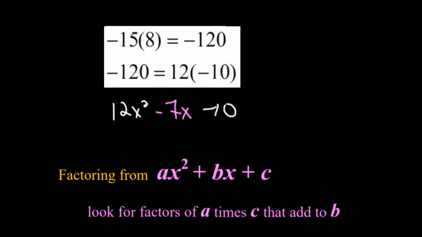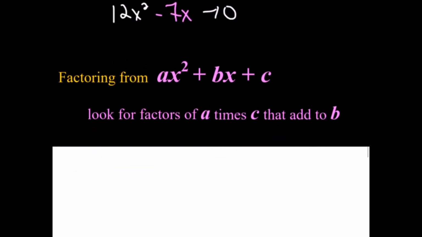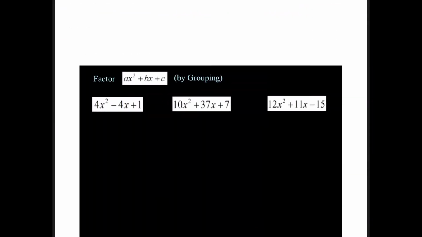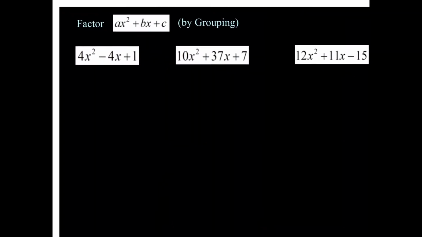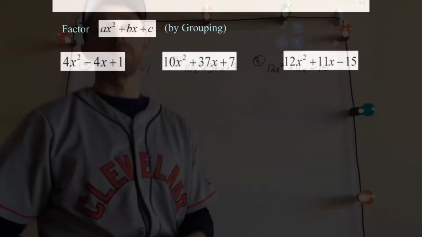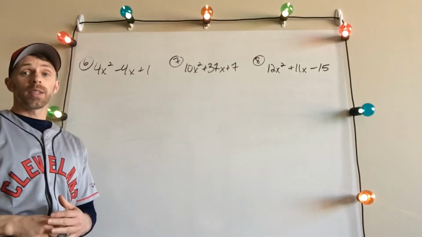So, when we're going to try to factor from ax squared plus bx plus c, we're going to end up looking for factors of a times c that add to b. Alright, so we're going to do a couple here, and we're going to go with the factoring by grouping method. So here's our first one to practice.